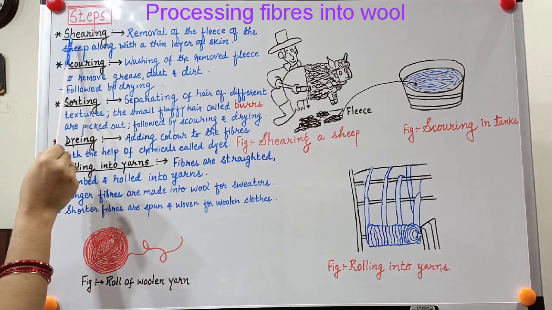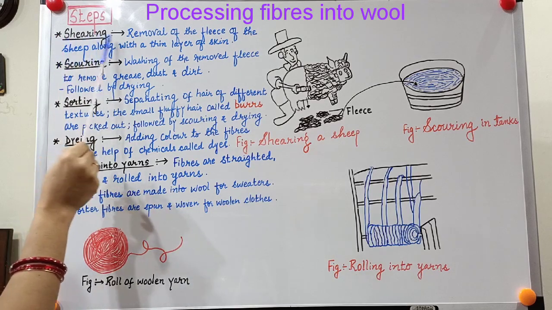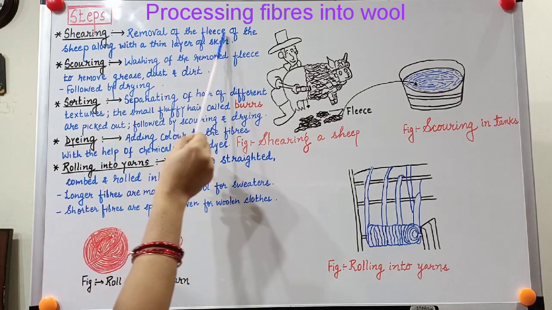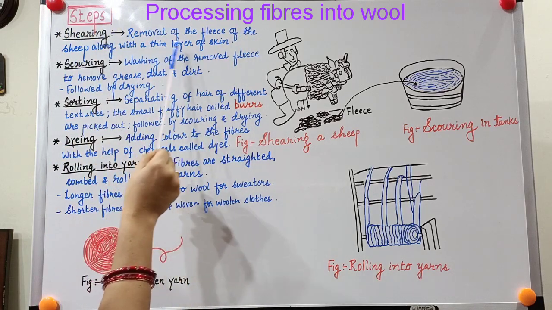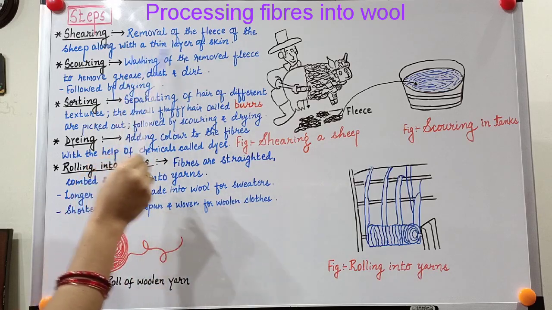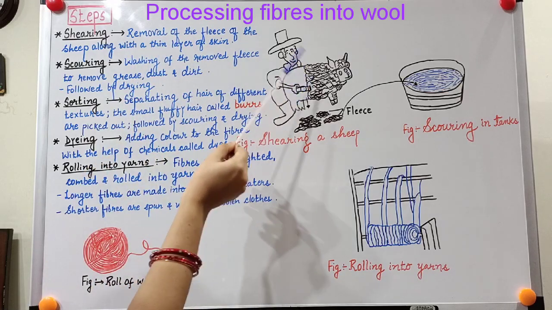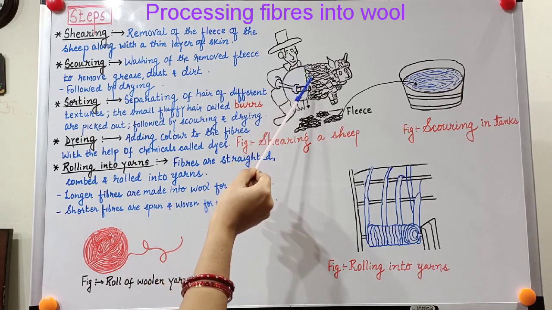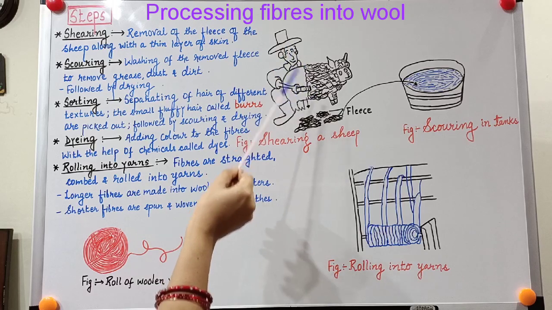So the first step is called shearing. Please mind the term shearing. Shearing is the removal of the fleece of the sheep along with a thin layer of skin. It means the hair of the sheep is removed with the help of shearing machines, and in this process a thin layer of skin is also removed.